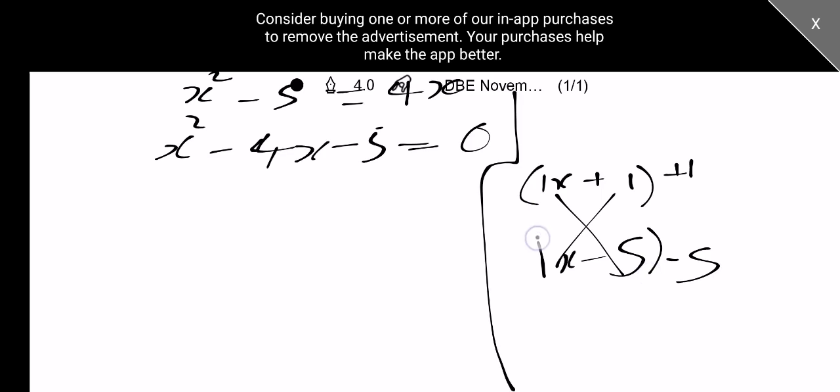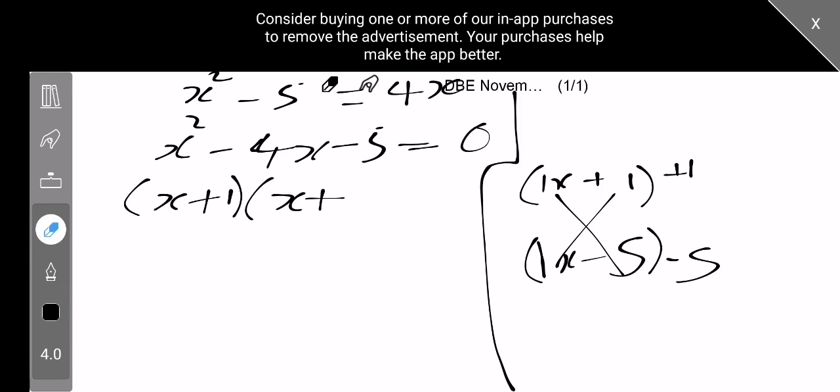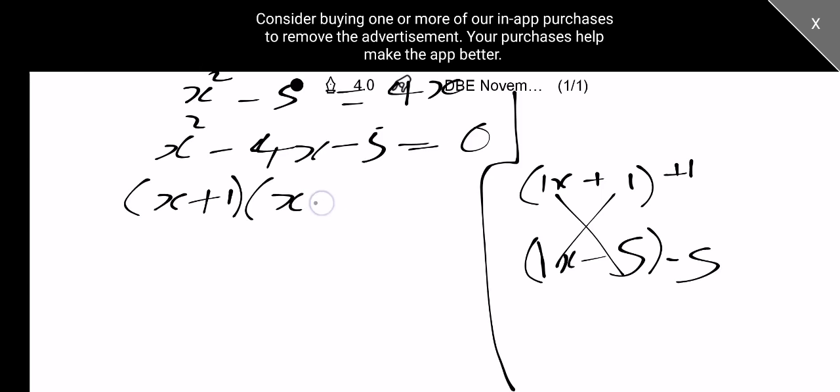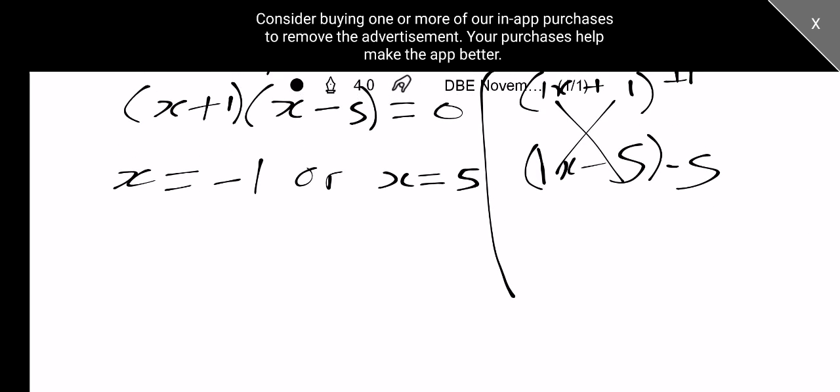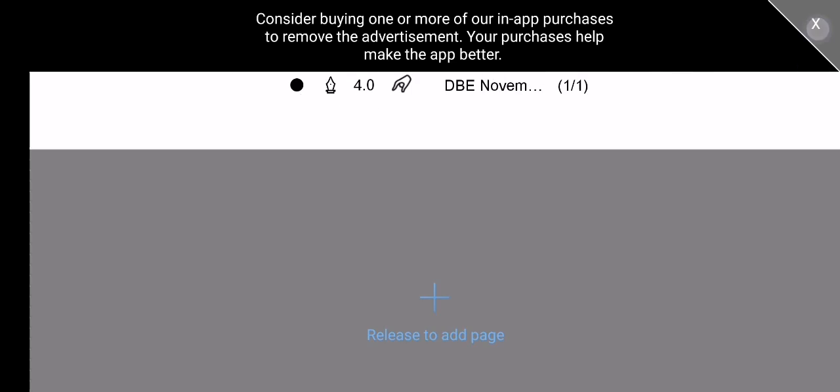Our factors are x plus 1, x minus 5 equals 0. So x equals negative 1, or x equals 5. Without further waste of time, let's move on to the next question.